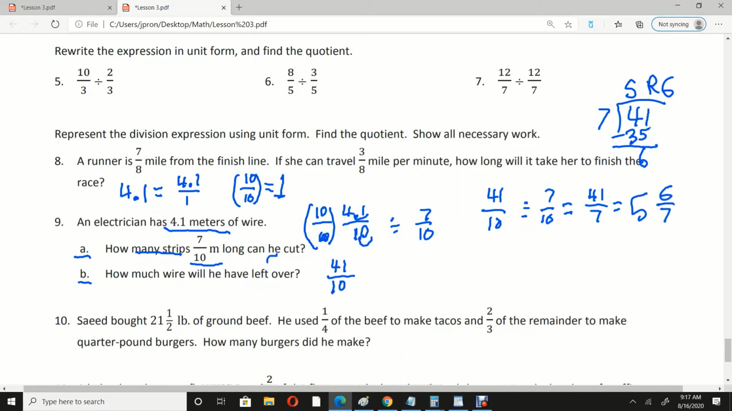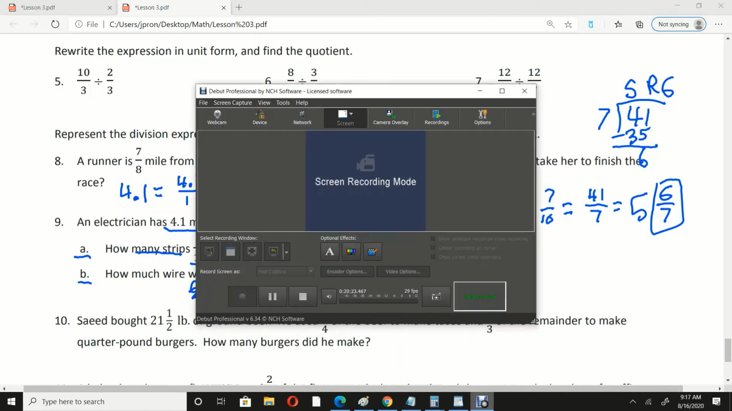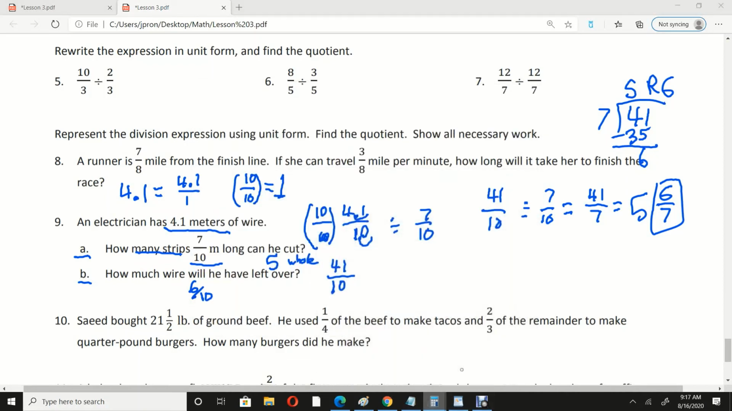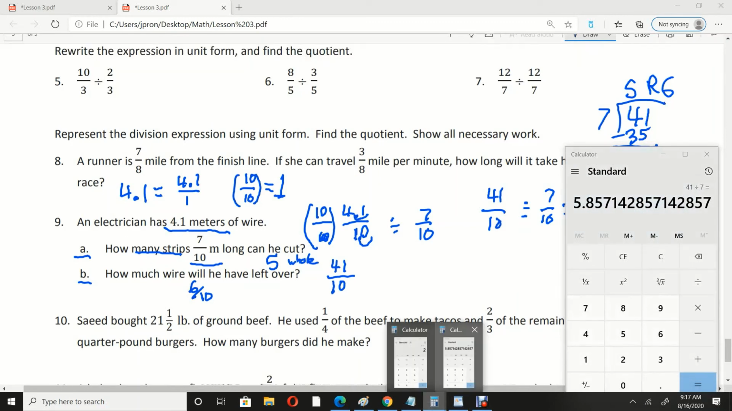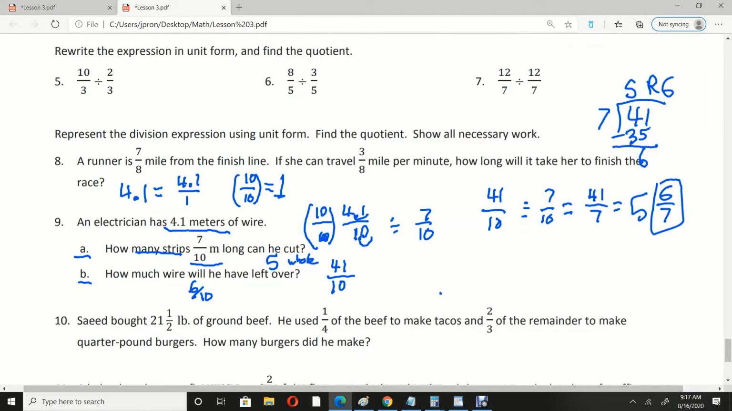So how many whole strips? They can make 5 whole strips. How much wire will they have left over? 6 sevenths. Oh, 6 sevenths? Yeah. It would be 6/10 of the wire remaining. Yes. Yes, it would be. You can make your argument that it was 6/7 over here, but it's 6/10.